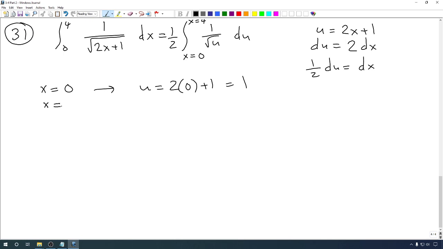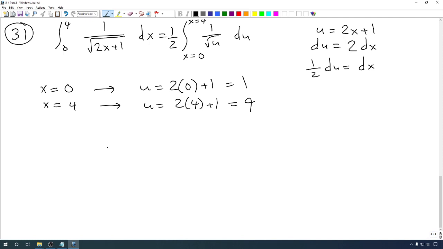Same thing when x is equal to 4. U is 2 times 4 plus 1. That's 8 plus 1, or 9. So as x is going from 0 to 4, u is going from 1 to 9. And we can just use those values as our limits.